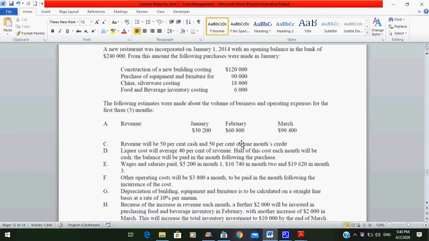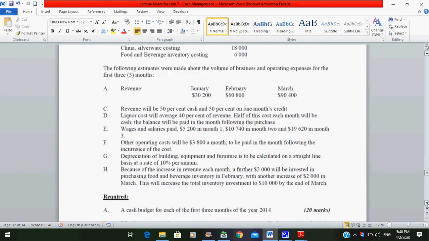Remember now we're recording receipts and payments. So half of the money will be received in January and the next half will be received in February. You will see that as we go along in the solution, alright? Wages and salaries paid: 5,100 in month one, 10,740 in month two, 9,620 in month three. Remember that we're focusing on January, February, and March, right?